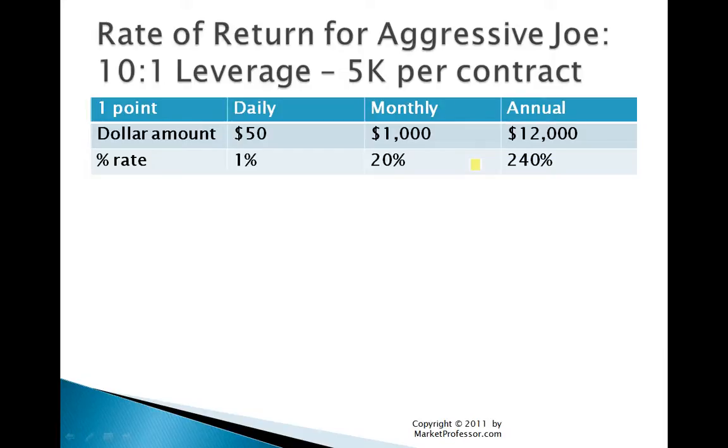So let's take a look at the aggressive Joe who uses a 10-to-1 leverage. So he's making $50 a day, $1,000 monthly, and annually it's 12 grand. This 12,000 represents 240% return per one contract.